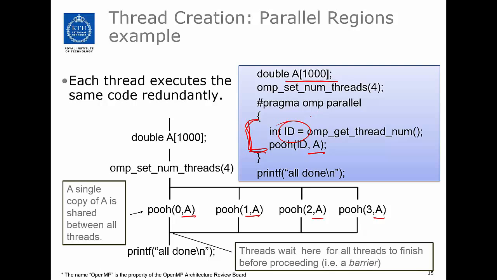It will be shared. The ID variable, on the other hand, is declared inside the parallel region. Those of you who know how C and C++ work understand that this will be allocated on the stack. And since the stack of each thread is private to the thread, this variable will become private to each thread. Finally, at the end of the parallel region, all threads wait until all the other ones have finished. So we have a barrier synchronization, which means that all threads wait here.